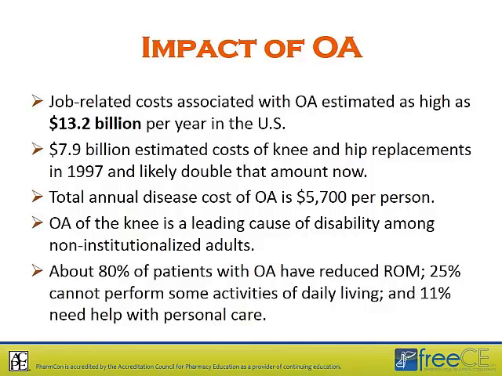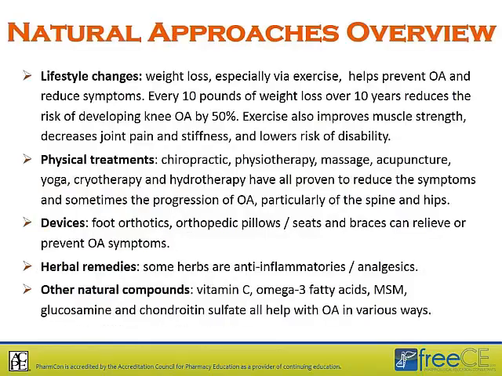And by disease cost, that's typically the cost of medications or rehabilitation or supplies like canes or walkers, things of that nature. OA of the knee is the leading cause of disability among non-institutionalized adults in the United States. About 80% of patients with OA have reduced range of motion, and 25% cannot perform some activities necessary for daily living. And 11% of those actually need help on a fairly regular basis with home care. One common sense and effective approach to OA is lifestyle changes.